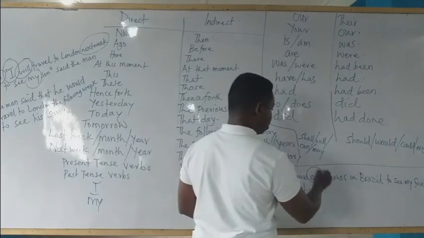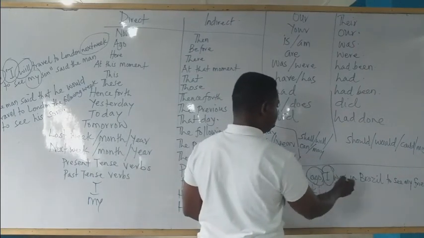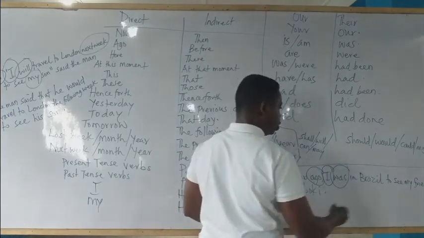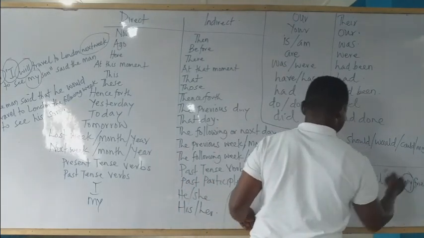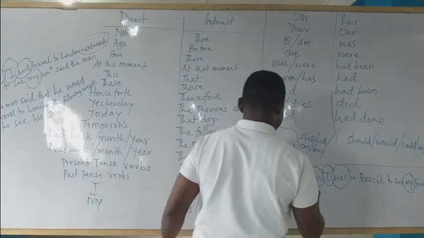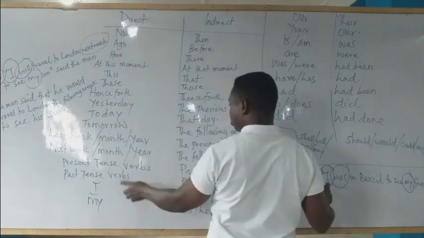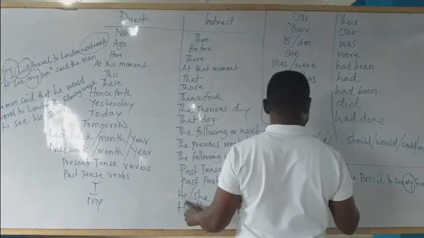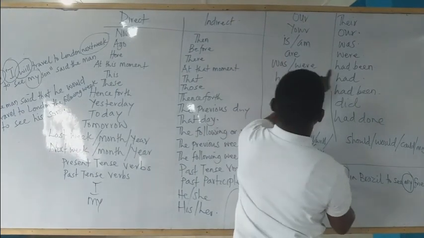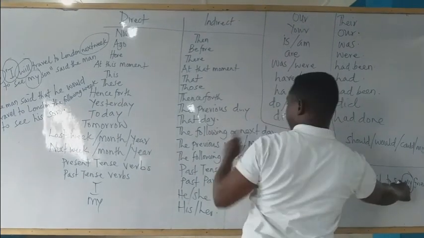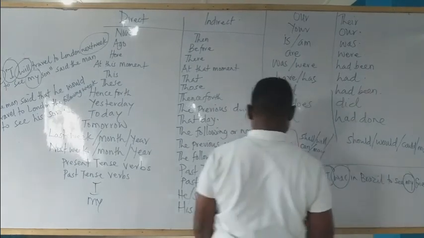Ago will change. I will change. Was will change. Mine will also change. Yes, ago will change the word. Ago changes to before. I will change to he. Was will change to had been. My will change to his. So let's write down the word.